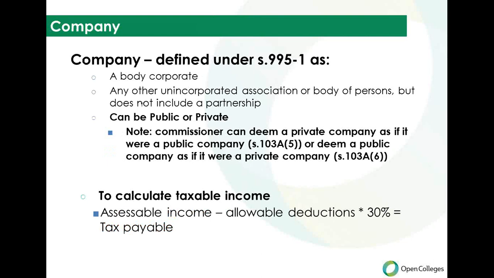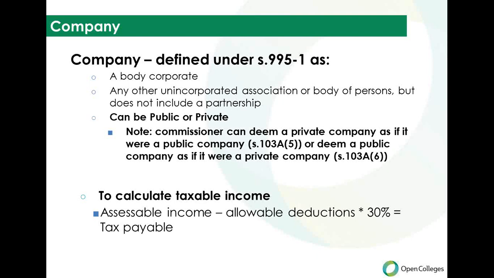Now the next structure we're going to talk about is a company, and the company is defined under section 9951 as either a body corporate or any other unincorporated association or body of persons, but does not include a partnership. Note that it can be a public or private company, but the Commissioner can deem a private company as if it were a public company, or deem a public company as if it were a private company. So very simply, a private company is normally limited to 50 members or 50 shareholders. Public companies obviously might be listed on a stock exchange and have thousands of shareholders.